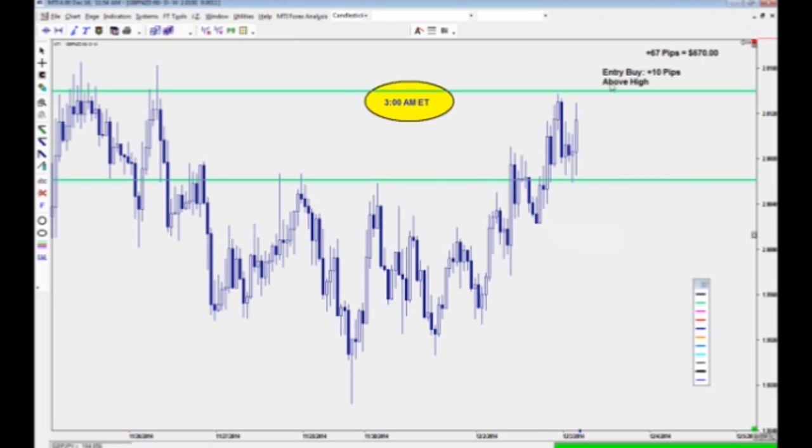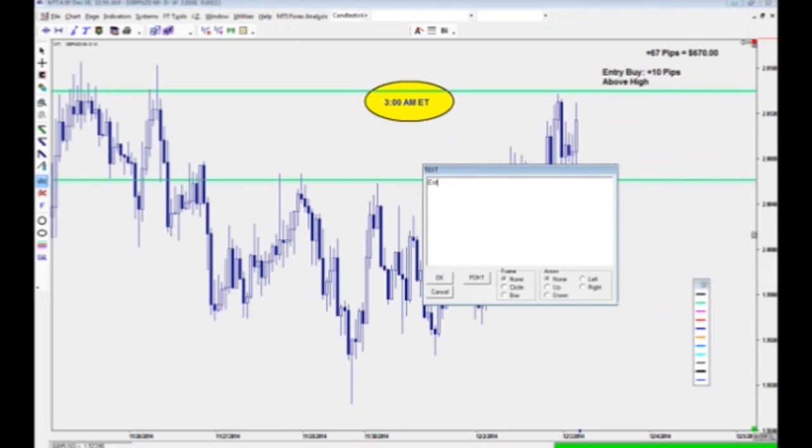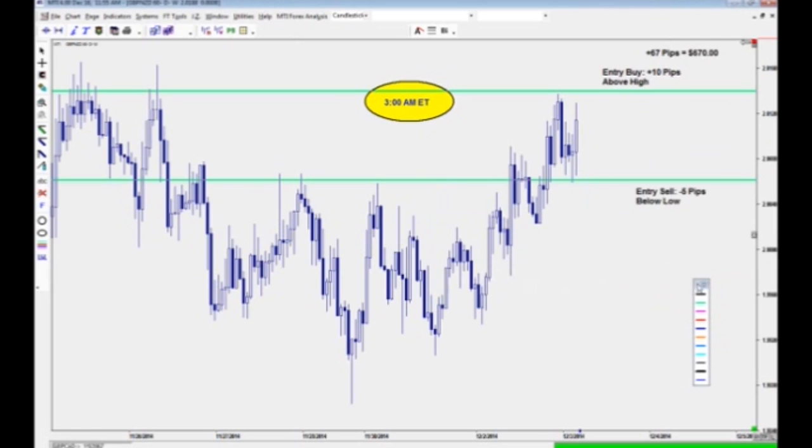Now, same thing. We're going to go ahead and do the same thing for the low. We're going to label this our entry sell. Entry sell, and once again, that is minus 5 pips, all right, below the low. So with that being said, let's go ahead and drop that there.